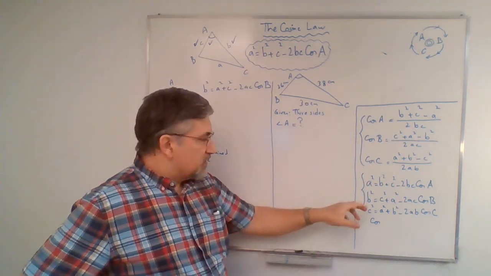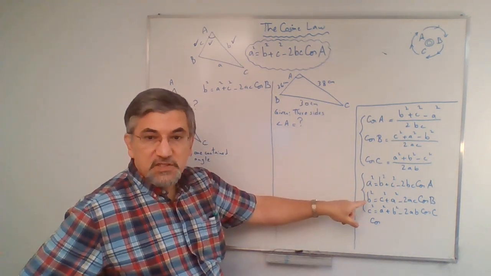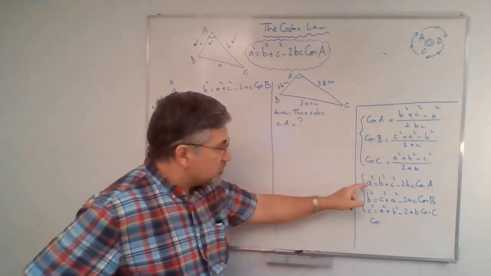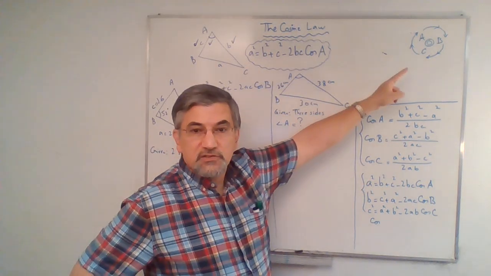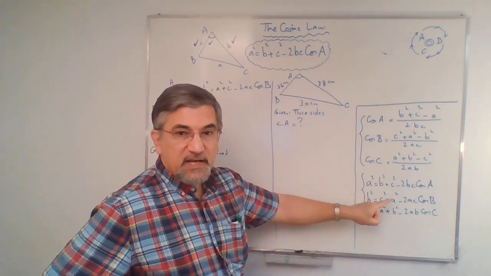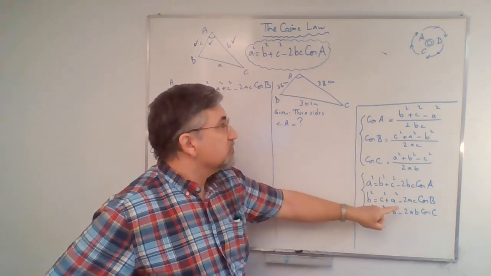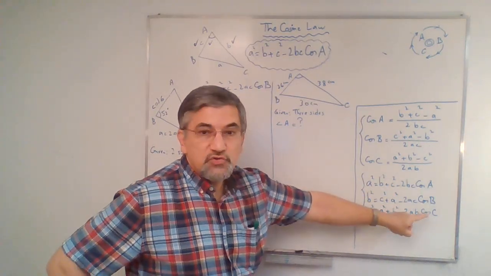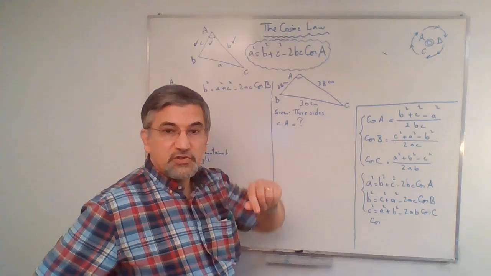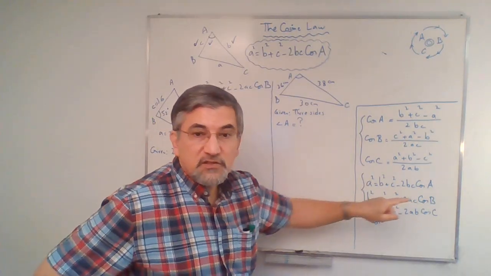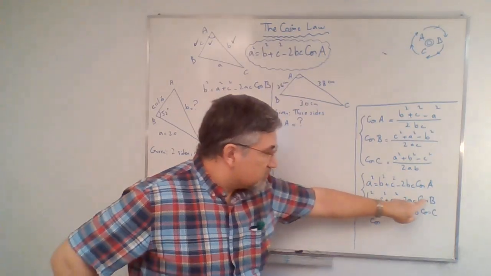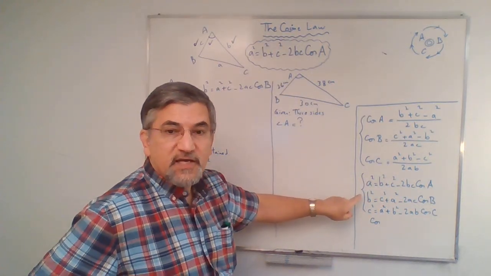Now, if instead of side A, you're trying to find side B, as I'm supposed to do here, in that case, change letter A to B using the magic circle. So A changes to B, B changes to C, C changes back again to A. Then B to C, C to A, and A to B. And this way, by using that magic circle and just the rotation of the letters, you can easily write the cosine law tailored for your need. So here, by using this second formula, you can find side B.